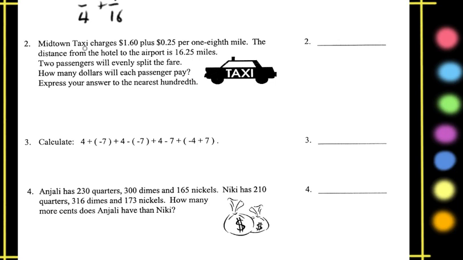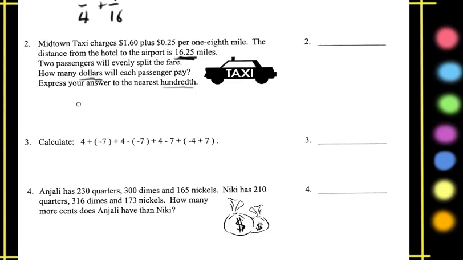This one says Midtown Taxi charges $1.60 plus 25 cents per eighth mile. The distance from the hotel to the airport is 16.25 miles. 2 passengers will evenly split the fare. How many dollars will each passenger pay? Express your answer to the nearest hundredth. Okay, so they're asking how many dollars, and they want you to give it to the nearest hundredth. It's important to watch for what they're asking for so that you give it in the right form.